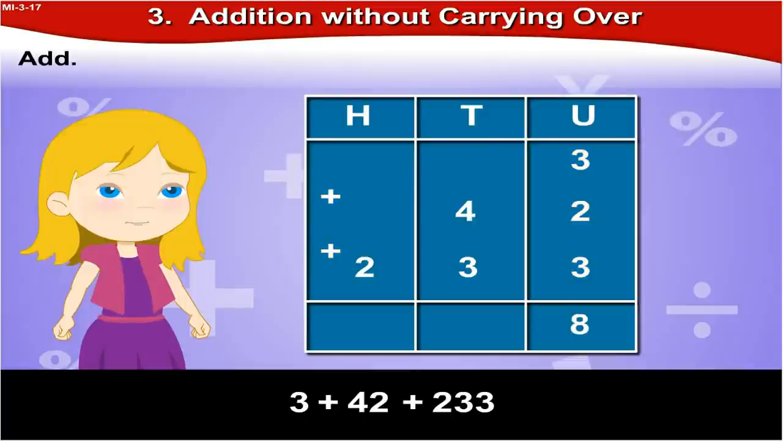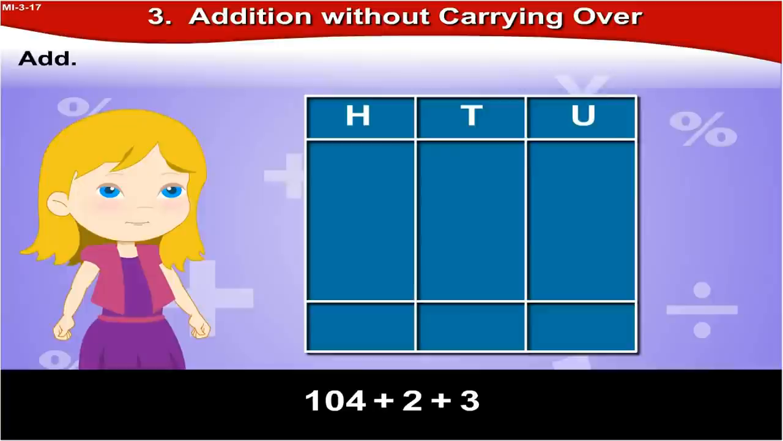In the tens column, 4 tens plus 3 tens is 7 tens. In the hundreds column, we have 2. So it is 200, 7 tens, 8 units, that is 278. Now the next sum, 104 plus 2 plus 3.